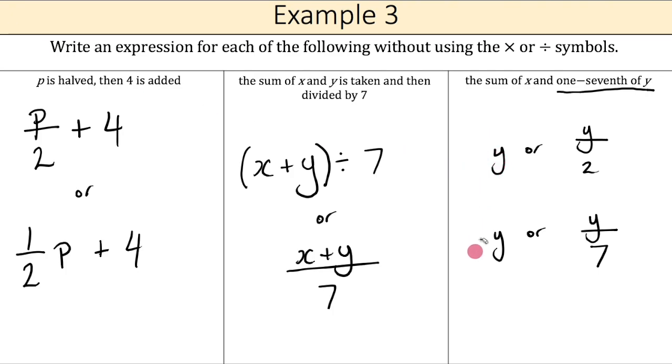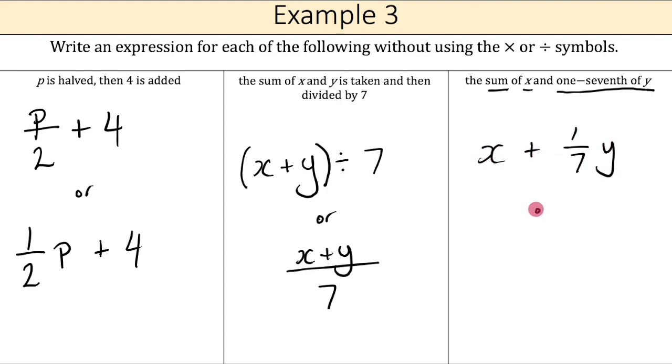So let me just rub all that out. That was just a little bit of an explanation of what 1/7 means. But let's remember what they're asking me is to find the sum of x and 1/7 of y. So there are 2 ways you could write this. You could go x plus 1/7y, or if you wanted to, you could write it as x plus y over 7. Either of those would be correct.